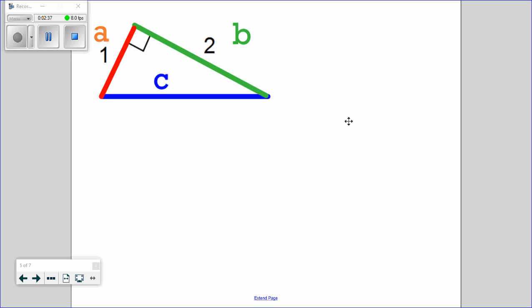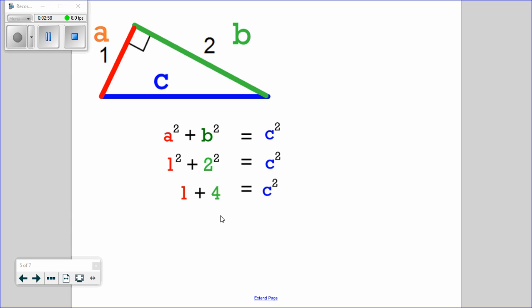Right. Since we know it's a right triangle, let's start by writing out the Pythagorean theorem. A squared plus b squared equals c squared. Let's substitute what we know. 1 is a, 2 is b. Let's do the math. First we do the exponents, then we add. All right, 1 plus 4 is 5. So c squared is 5.